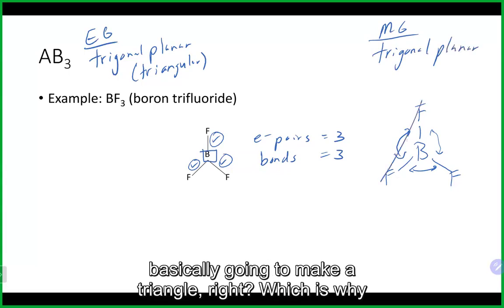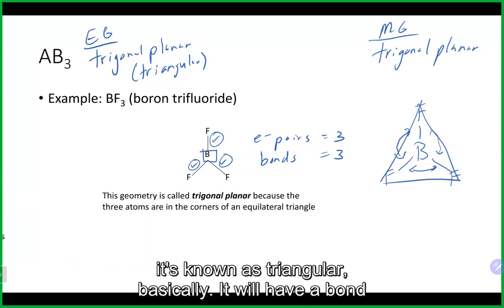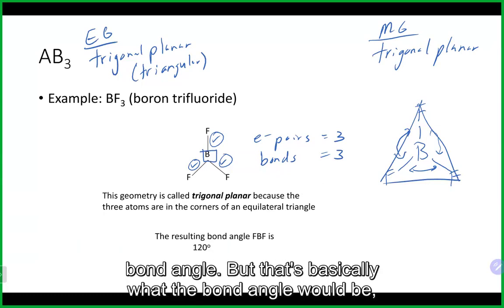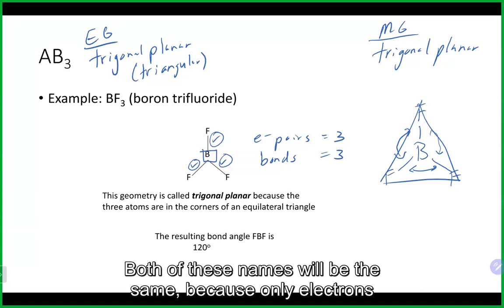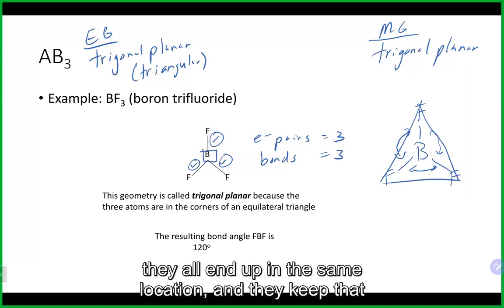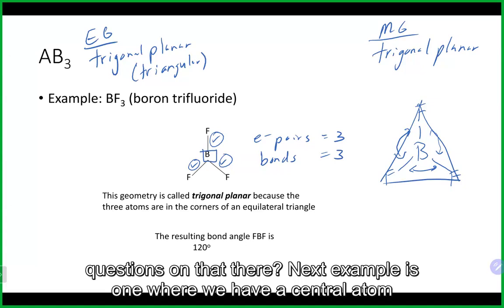It is basically going to make a triangle, right? Which is why it's known as triangular, basically. It will have a bond angle of about 120 degrees. You're not responsible for the bond angle, but that's basically what the bond angle would be, 120 degrees in this case. Same idea as what I talked about. Both of these names will be the same because the only electrons here are bonding electrons. So as they move, so do the atoms. They all end up in the same location, and they keep as much distance as they can away from each other. Any questions on that there?